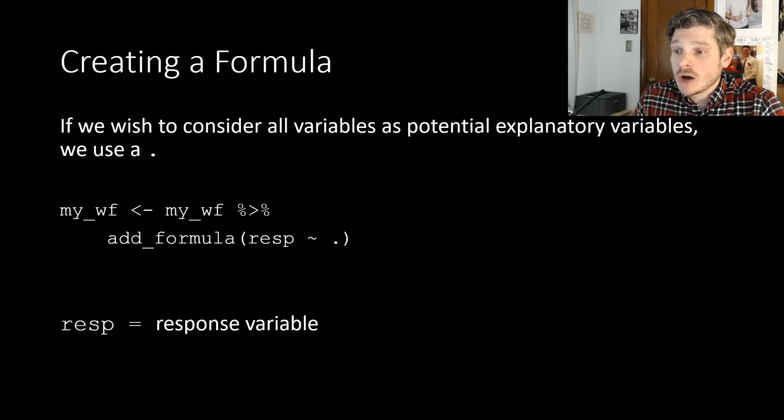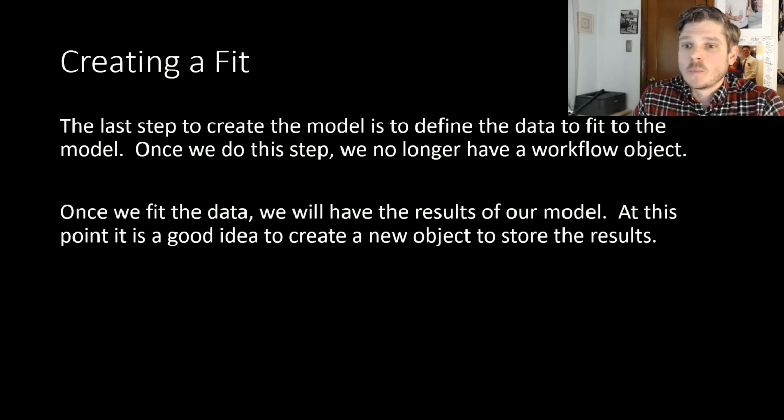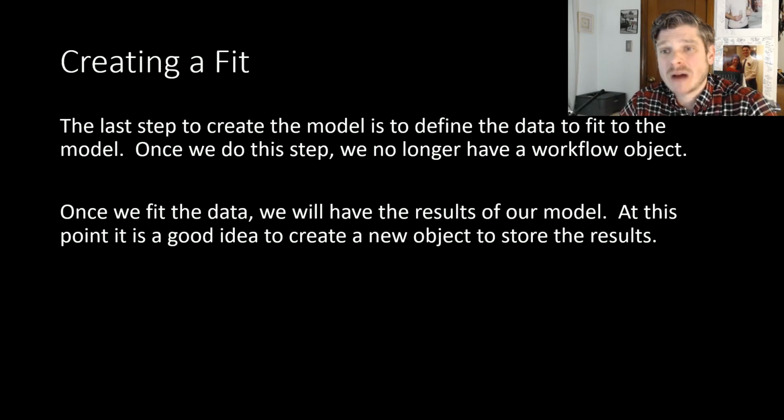All right, so now the last step is to create our fit. Once we create our fit, this actually makes our model, and we're no longer really in our workflow object. Once we fit our data, we have the results of our model. It's going to tell us how well our model did at making the predictions. It might be good, it might be bad, and we might want to try different models. But the nice part is that the workflow object stored all that information. We can overwrite the model and try a new one and do the fit with the same data.